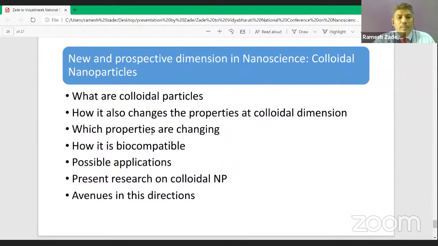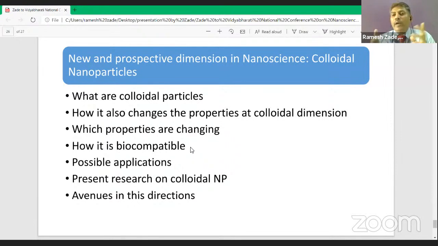Then which properties are changing? So mostly electrical and surface properties are changing. And yes, it is highly biocompatible. Just go through your entire day routine, and you will find that you are coming across paste, you are coming across soap, you are coming across milk.